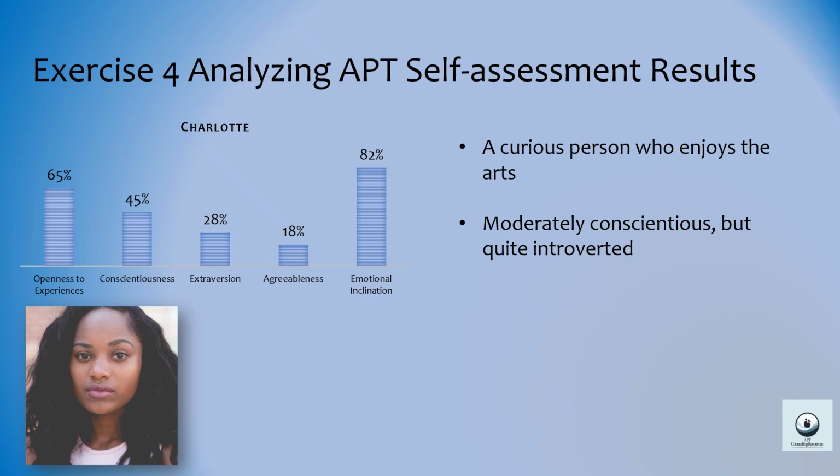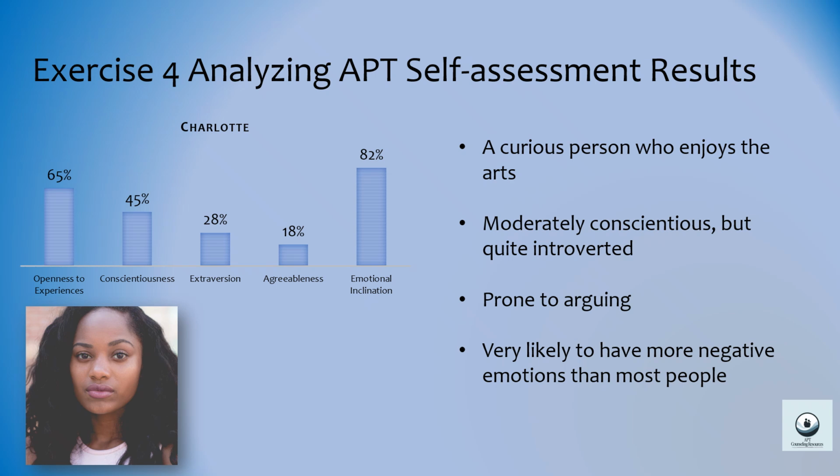And because she's introverted, Charlotte processes information in her own mind rather than talking it through with others. She probably gets tired at parties and large social events. She may be argumentative or contrary, as her agreeableness score is quite low, and her emotional inclination score indicates she has more negative emotions, such as anxiety, frustration, and depression, than positive emotions.